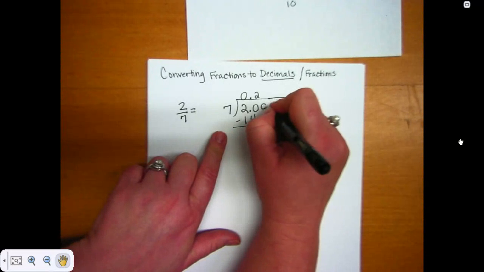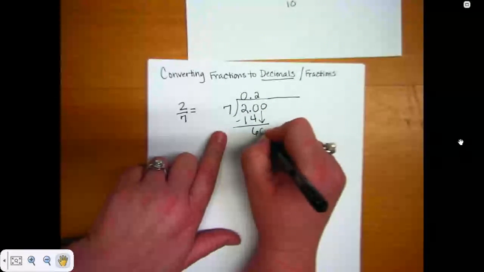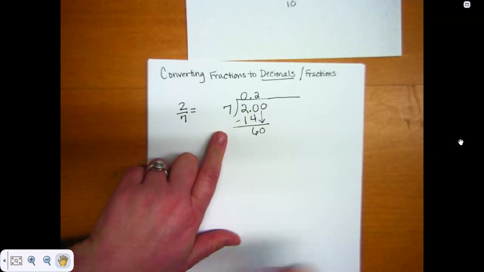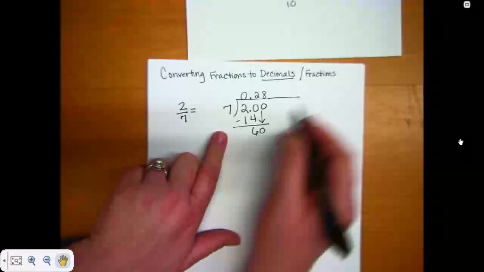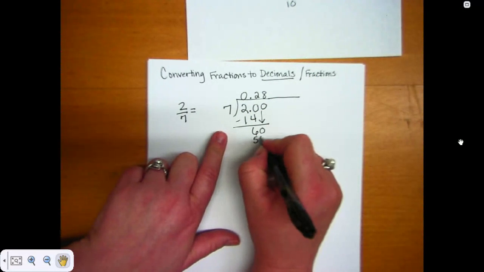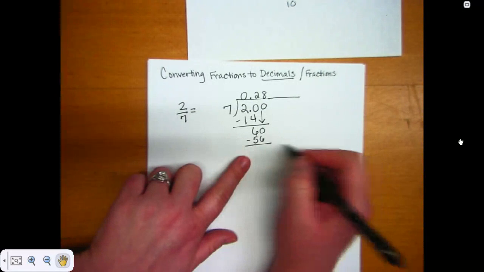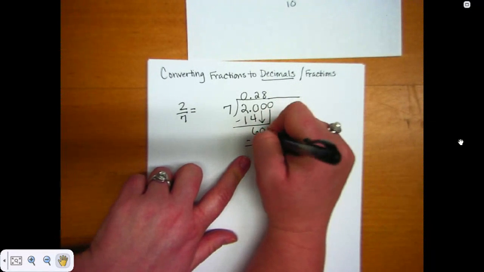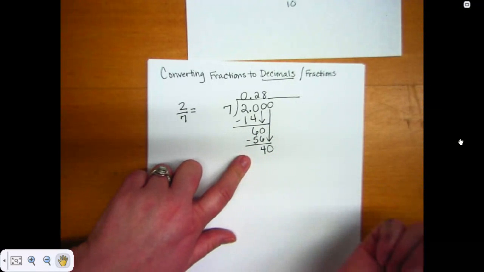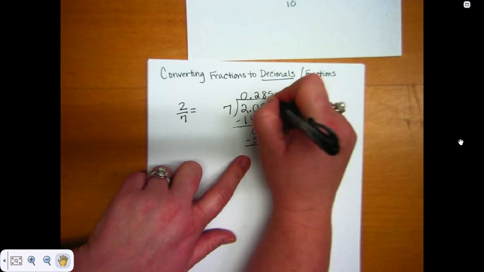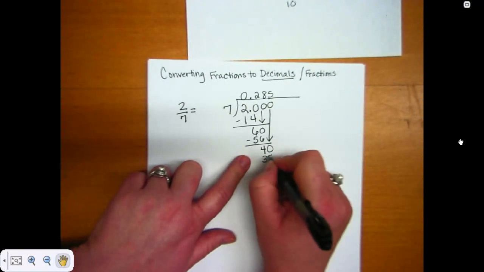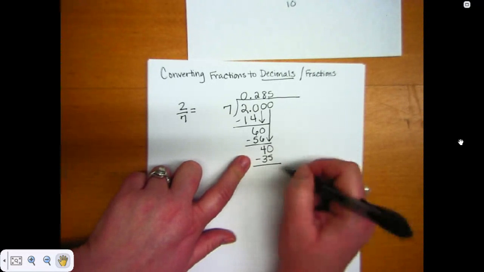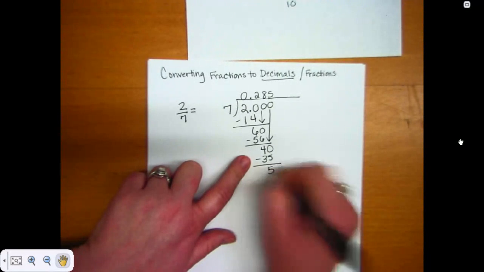So I'm going to put another 0, and I'm going to bring it down. 7 will go into 60 8 times. 8 times 7 is 56. 60 minus 56 is 4. So I'm going to add another 0 and bring it down. 7 will go into 40 5 times. 5 times 7 is 35. I subtract, and 40 minus 35 is 5.